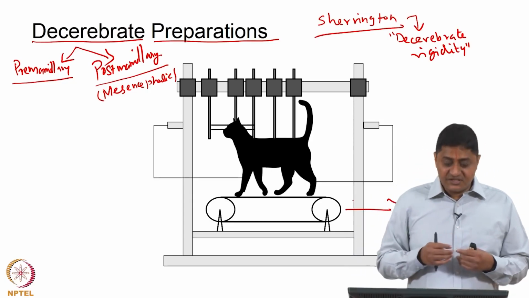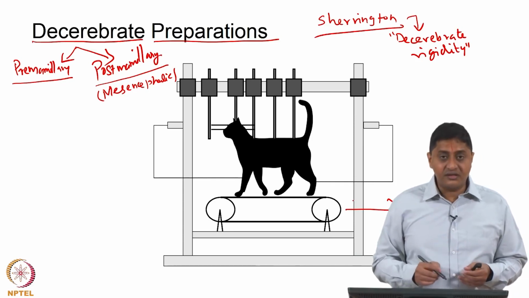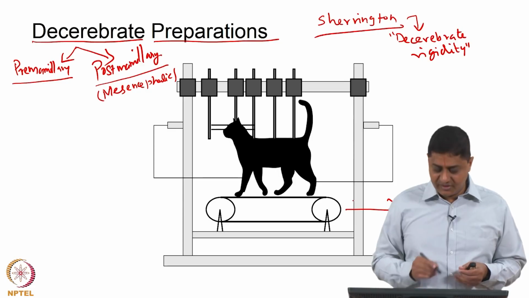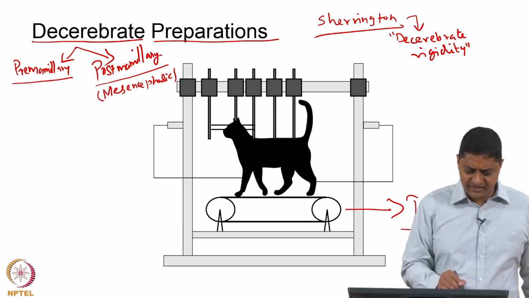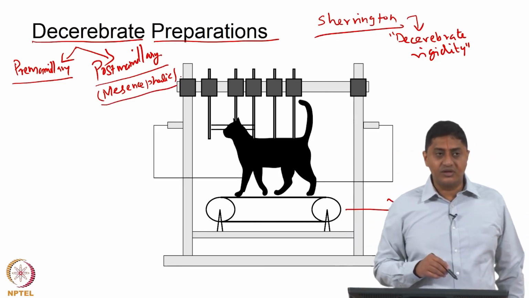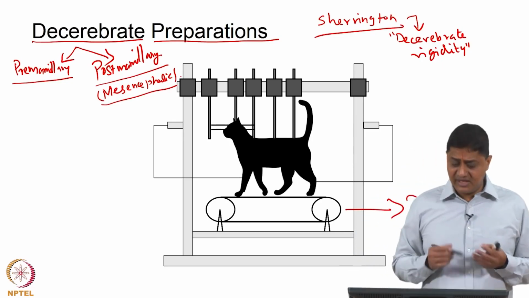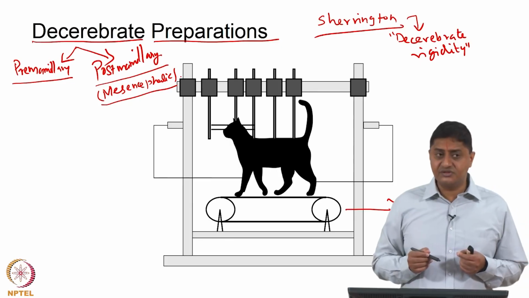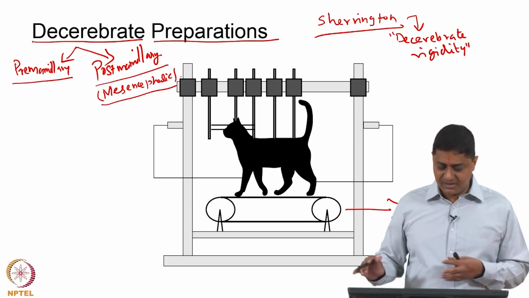When we do these experiments, it is found that these cats can walk according to the speed of the treadmill. And again there are 2 specific cases, one is the mesencephalic cat or the post-mammillary case, and the other one is the pre-mammillary case. Many of these preparations are used to study reflexes, central pattern generators, etc.